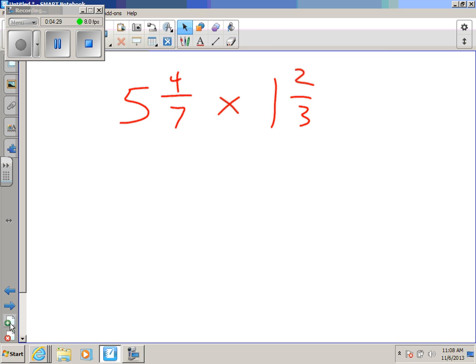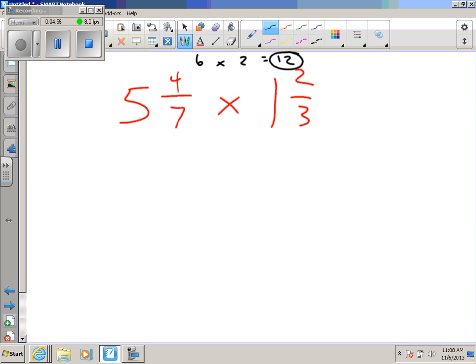Let's estimate first, just so we know about what we're looking at here. 5 4/7, we're going to go to 5 or 6? 6. 1 2/3, are we going to go 1 or 2 for a whole number? 2. So I should get something in the ballpark of 12.